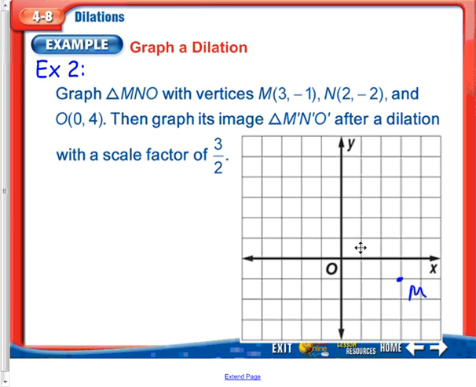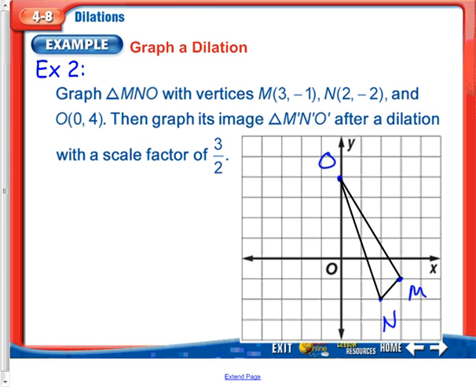N is (-2, 1, 2, -1, 2). So there is point N. And O is (0, 4). So we're going to stay at the origin, go up 1, 2, 3, 4. So our point is right there, and that is point O. So now we'll want to connect those lines. I'll use my line tool so they can be nice and straight. It's important to make our lines nice and straight so it's easier to see everything.